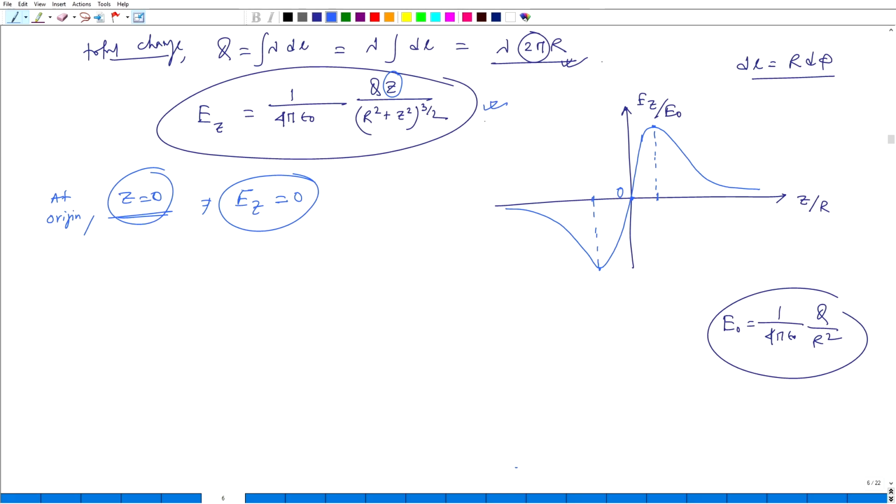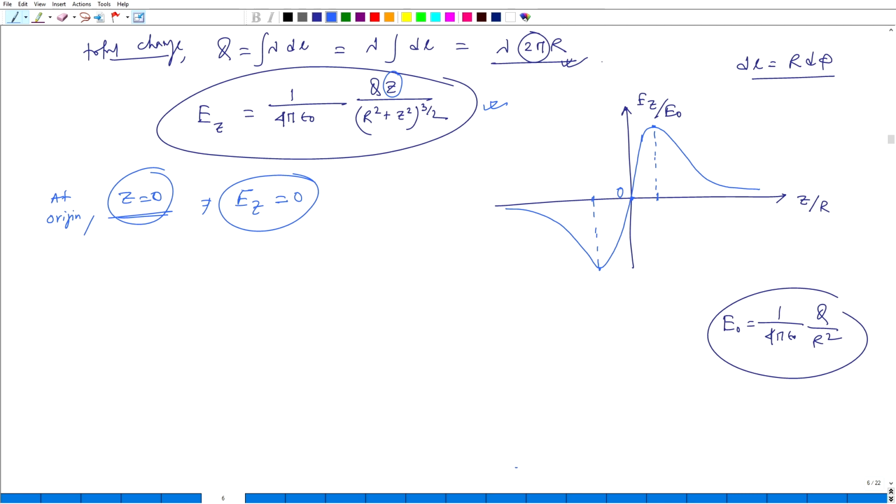In the previous class, we calculated the electric field due to a ring at the origin, as well as at a point P at a perpendicular distance z from the origin, and we got this. Today I will calculate at what distance the electric field becomes maximum.